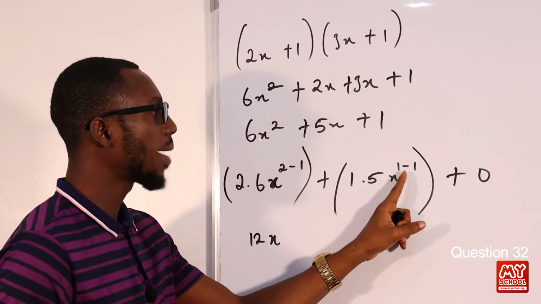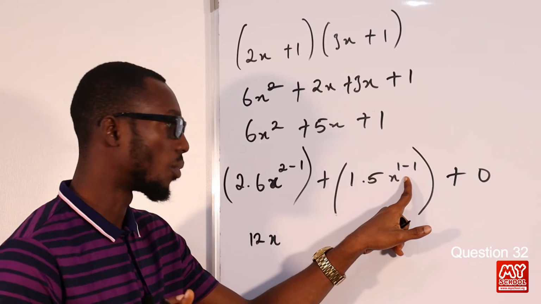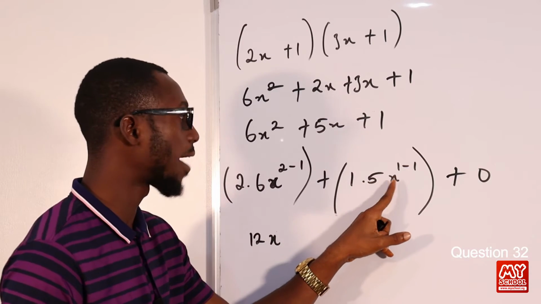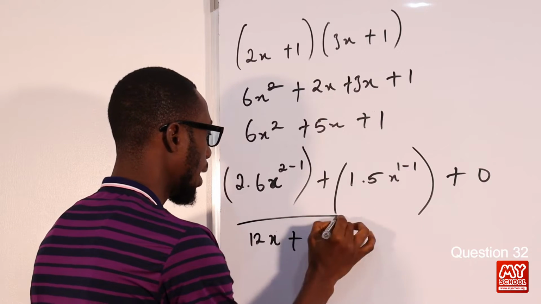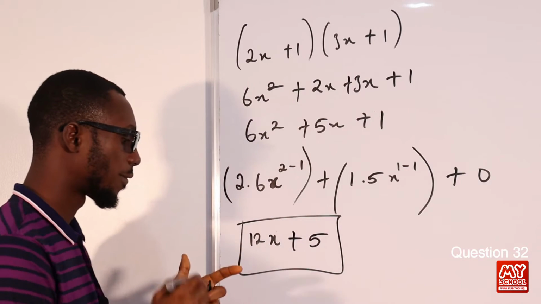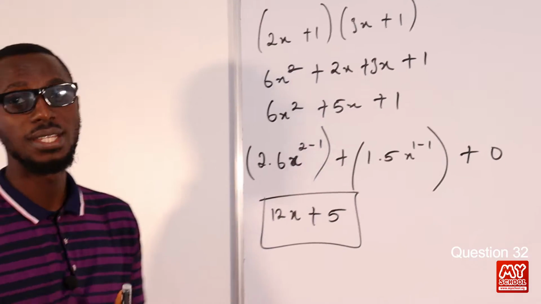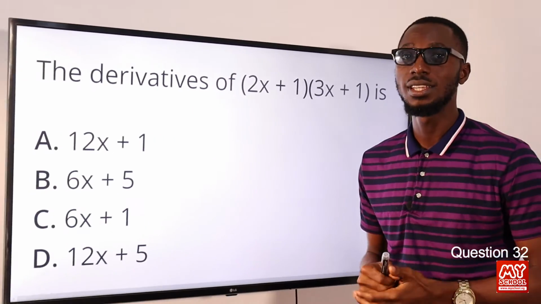So 1 minus 1, that is 0. x raised to power 0 is 1, so 1 times 5 is 5. 5 times 1 is still 5. So here is the derivative that we are looking for: that is 12x plus 5. Let's see if we have this. That can be found in option D. So option D is the correct option.